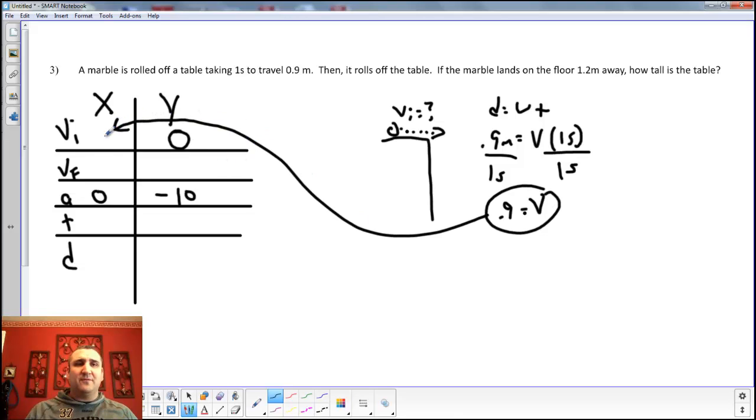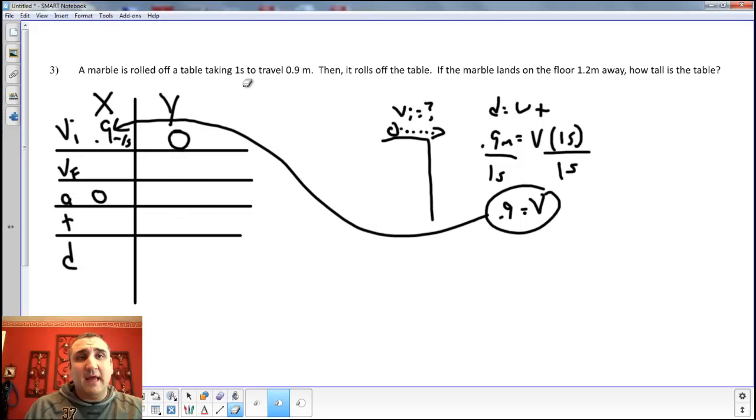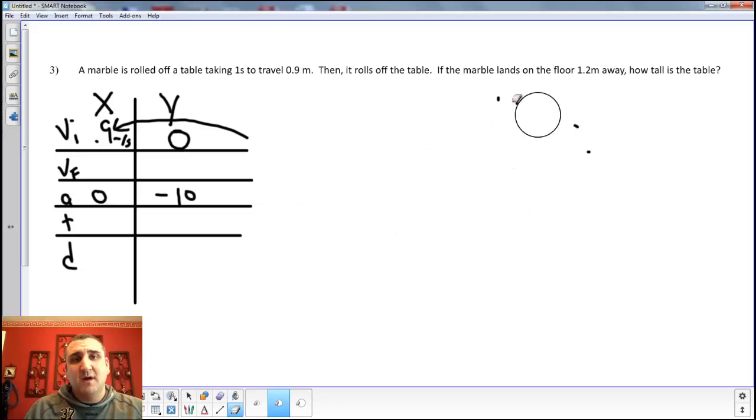So that was the first thing you have to do. You have to figure out first how fast that marble is going as it leaves the table. And it is a cliff problem, so that's going to be 0. So the rest of this is kind of not useful anymore. But now we have this. So it's 0.9 meters per second. That's how fast it's going as it rolls off the table.